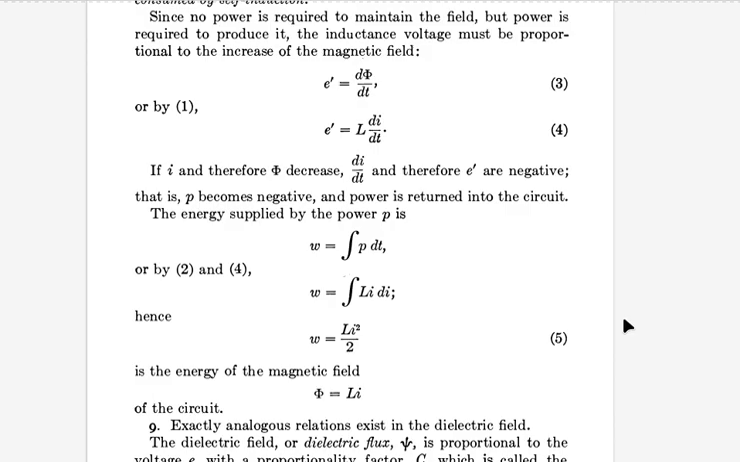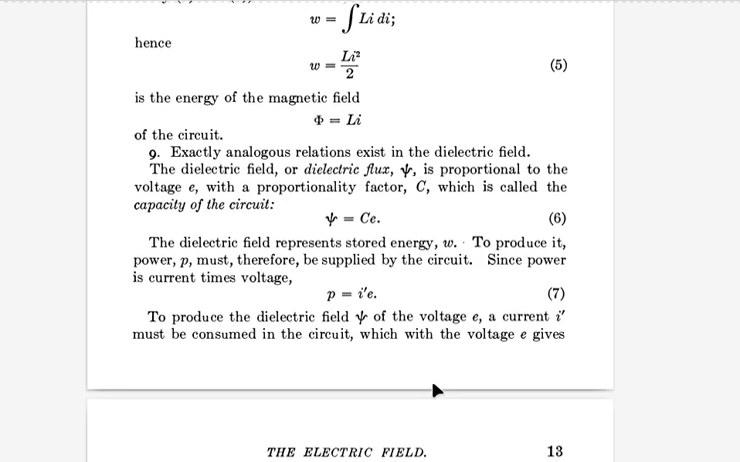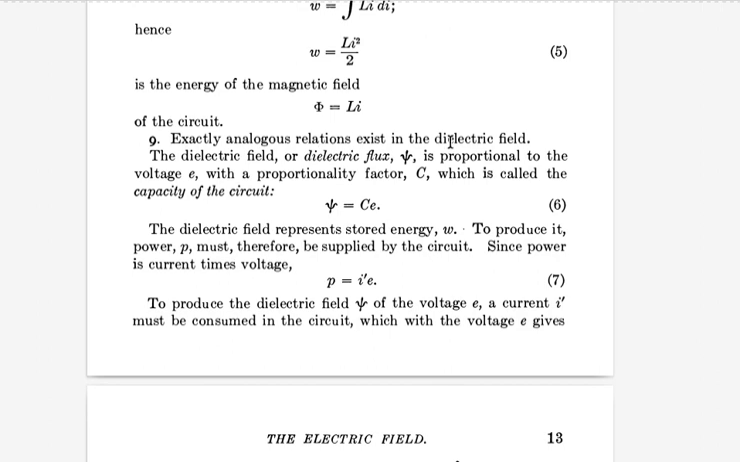The energy supplied by the power P is W equals integral P dt, or by equations 2 and 4, W equals integral L I di. Hence W equals half L I squared is the energy of the magnetic field phi equals L I of the circuit. 9. Exactly analogous relations exist in the dielectric field.